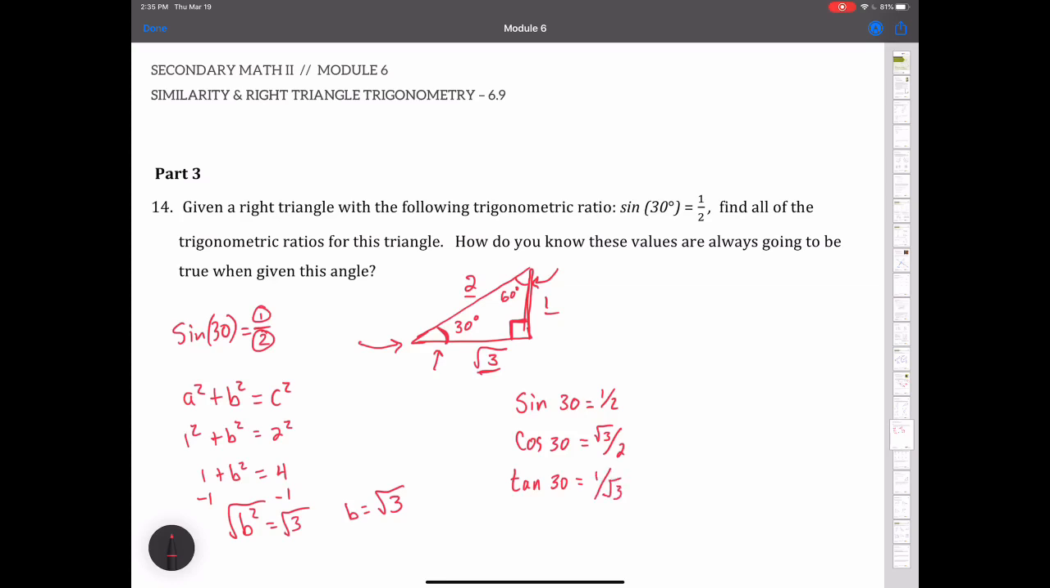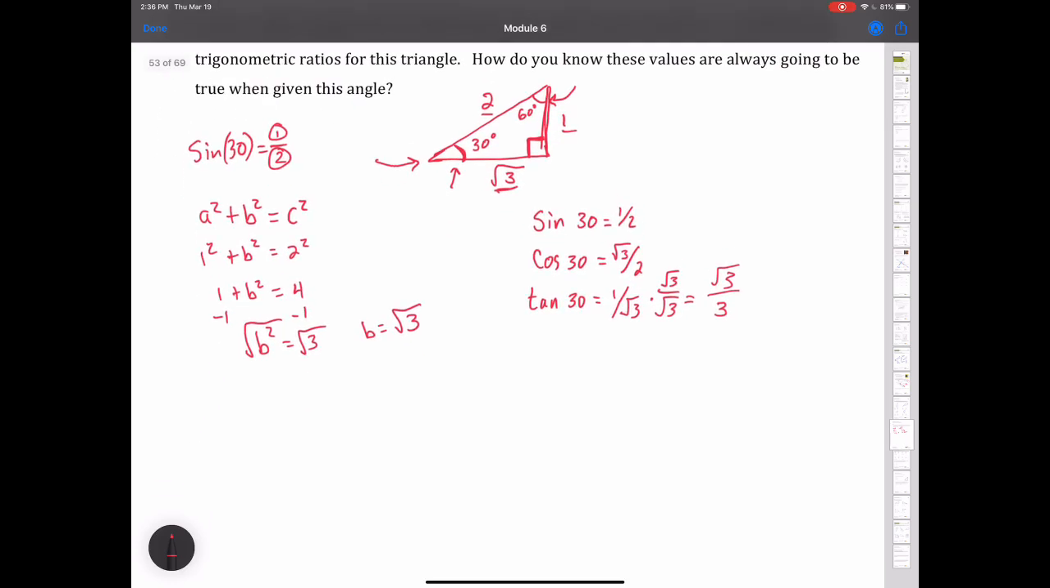However, we don't like to keep radicals in the denominator, so I'm going to move that to the top by multiplying by root 3 over root 3. So in the bottom, I get root 3 times root 3, or root 3 squared, which the root and the square cancel off, so I just get 3. And 1 times root 3 is just root 3. So there's my tangent for 30. All right, now let's look at our other reference angle.